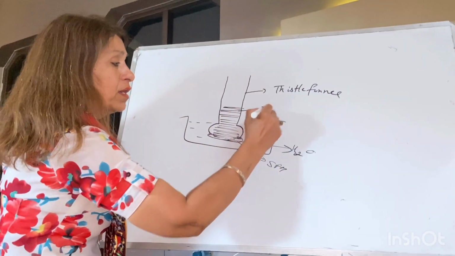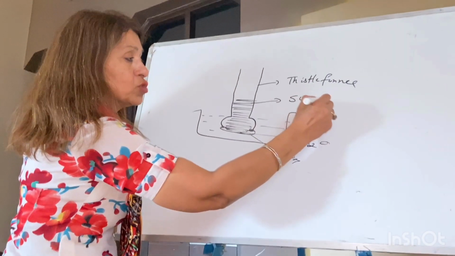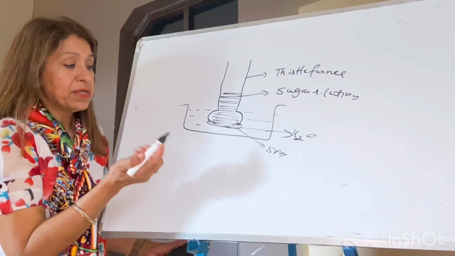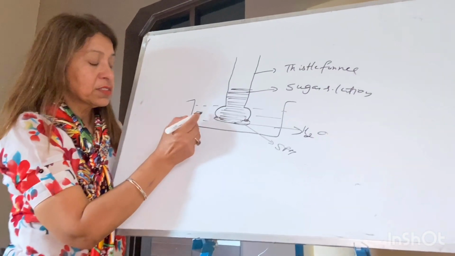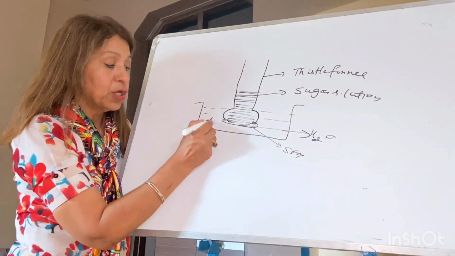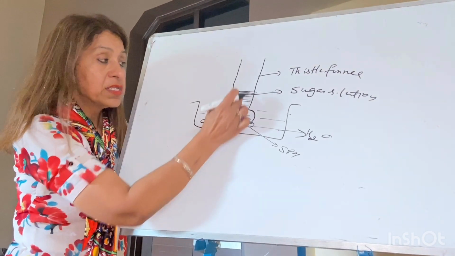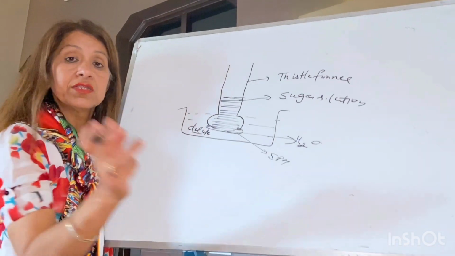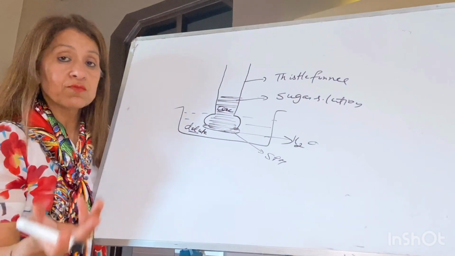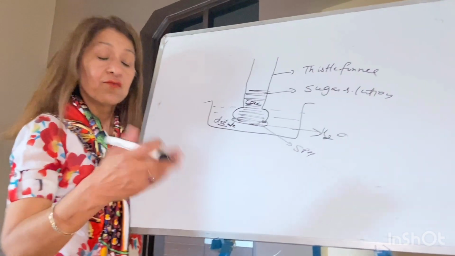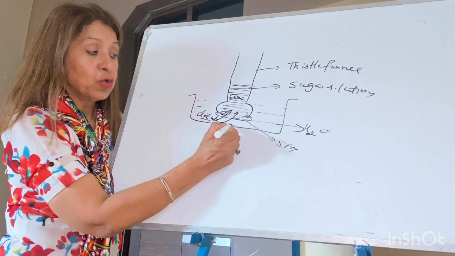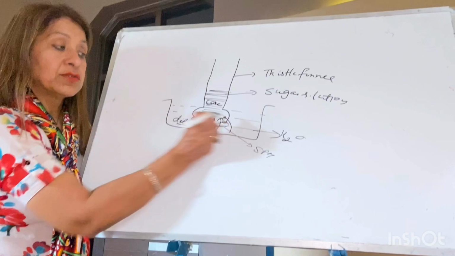In the thistle funnel, you have filled a sugar solution. Now students, osmosis will take place because this is your water. In a trough, there is water, that is, it is dilute. But in the thistle funnel, there is a sugar solution, it is concentrated. Now you know what is osmosis. Osmosis is the flow of solvent from the dilute part to the concentrated part.